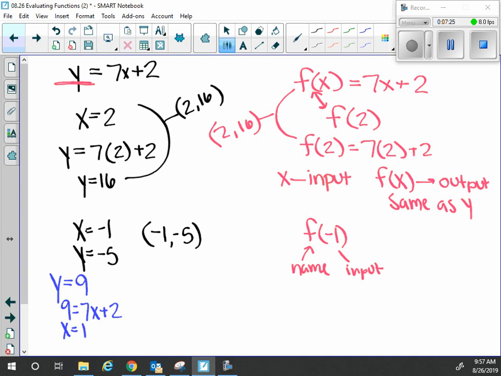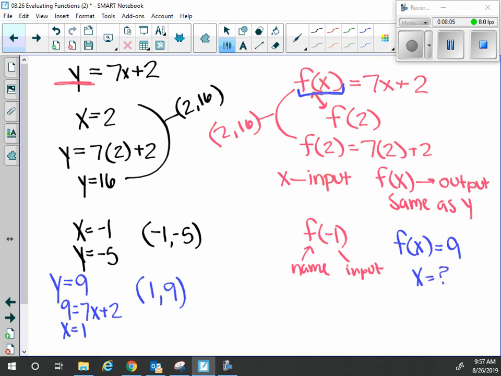So what's my ordered pair? 1, 9. Right? It's a normal equation. But what it's going to look like over here, remember how I said I replaced x with negative 1, so it would be f of negative 1. If you're using y, it would have looked like this. They would say f of x equals 9. They're saying take this entire piece and replace it with 9. Because my x is still x, so then what am I looking for? I'm looking for what is the value of x.